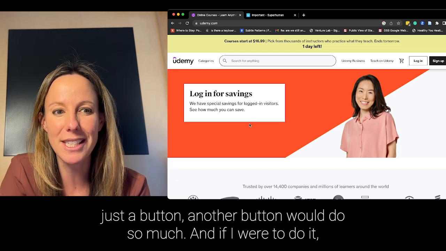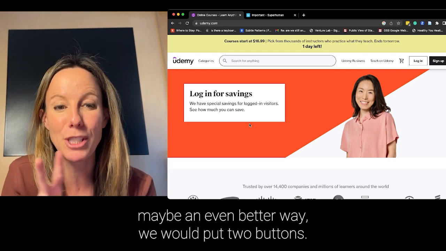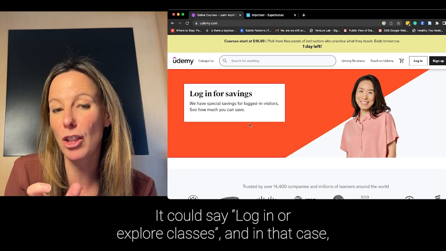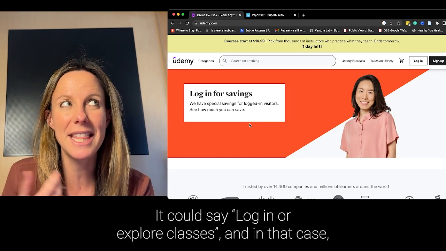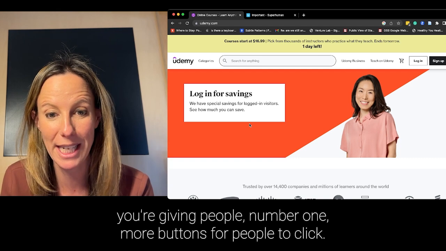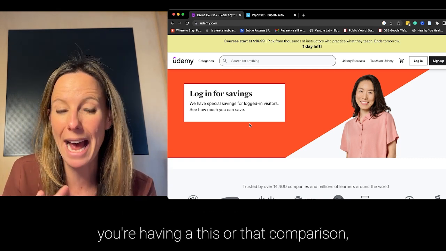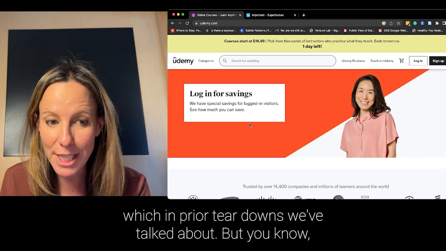And if I were to do it in an even better way, we would put two buttons. So if you imagine you just had a button there that says login, we should do that. It could say login or explore classes. And in that case, you're giving people, number one, more buttons for people to click. So just bigger real estate. And second, you're having a this or that comparison, which in prior teardowns we've talked about.